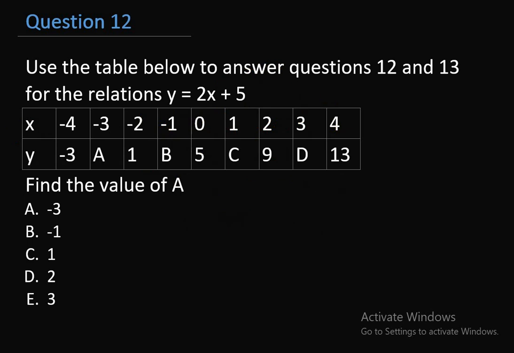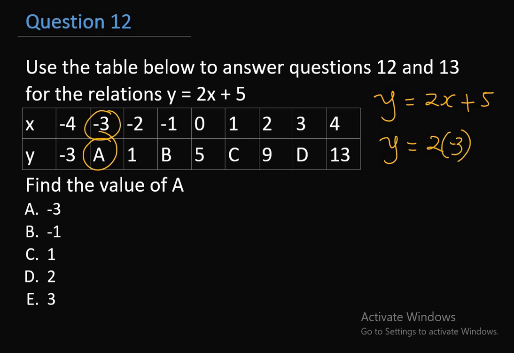Question 12. Use the table below to answer questions 12 and 13 for the relations. This question says the relation is that y is equal to 2x plus 5. Now find the value of a. What is a when x is minus 3? So solve for y there. y equals 2 times x, x is minus 3. Replace the x with minus 3, plus 5. So if you solve this, it will give you the value of a.